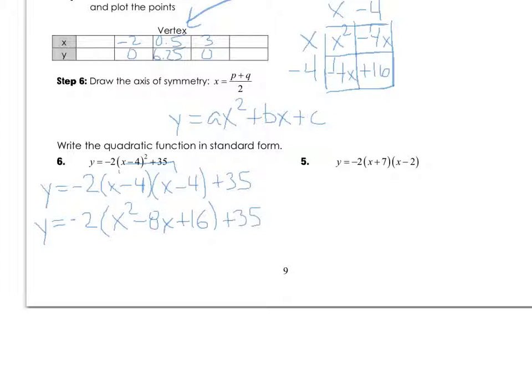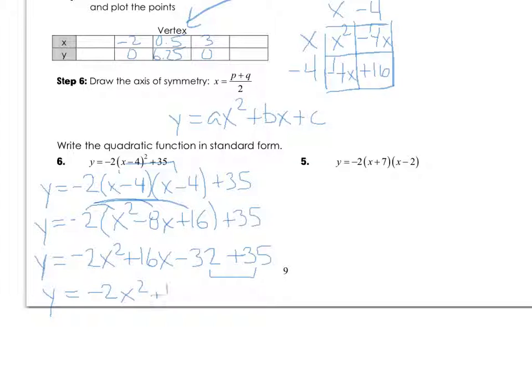The next thing we ought to do is distribute that -2 into the parentheses, so all these terms get the -2. So -2x squared plus 16x minus 32 plus 35. Then we have a couple of like terms, so let's clean those up. We get -2x squared plus 16x, and -32 plus 35 is just plus 3. So we took something in vertex form and put it into standard form just by multiplying it out all the way.